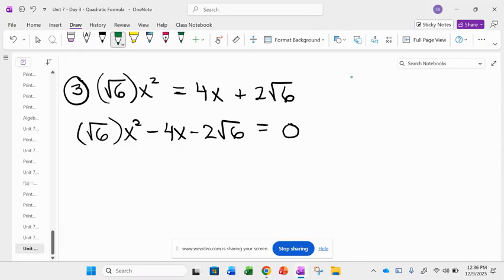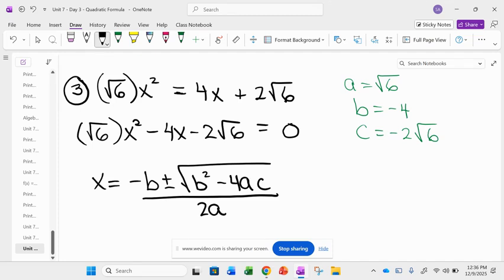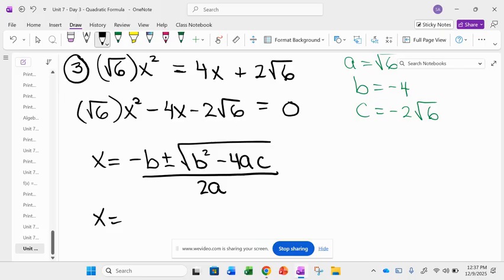So we have our a is root 6, our b is negative 4, and our c is a negative 2 root 6. And we're just going to plug right into x equals negative b plus or minus the square root of b squared minus 4ac all over 2a. All right, do we all agree our b is -4? So negative b is the opposite of -4. What's the opposite of -4? +4. So now we have +4 plus or minus.